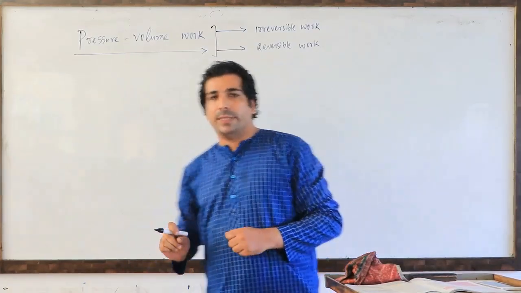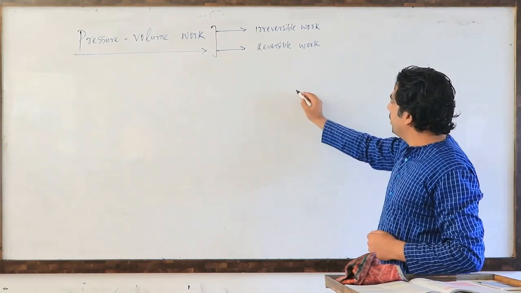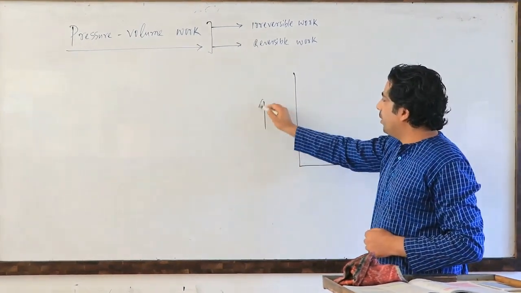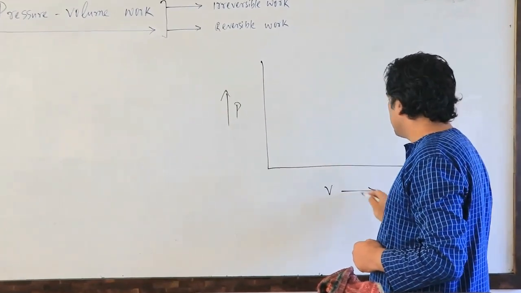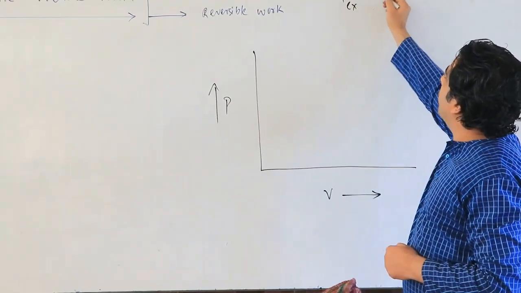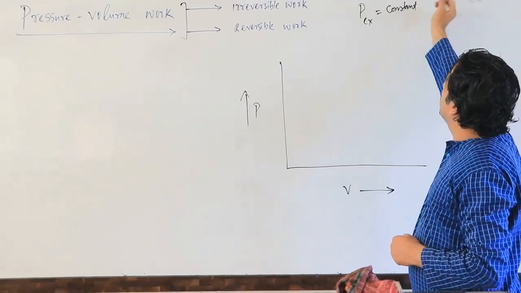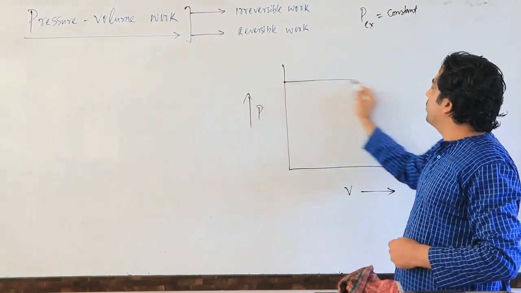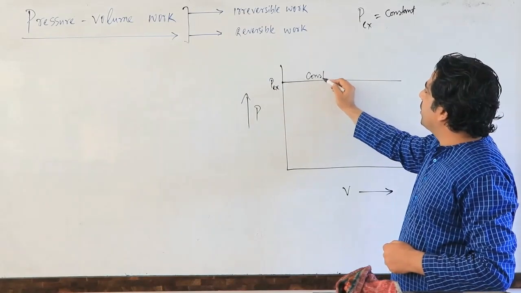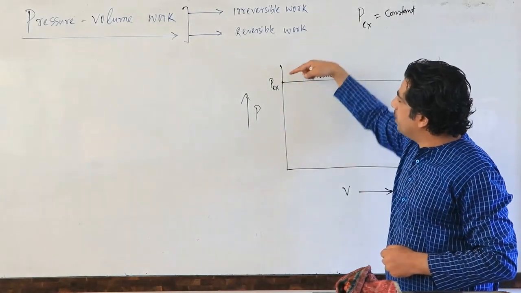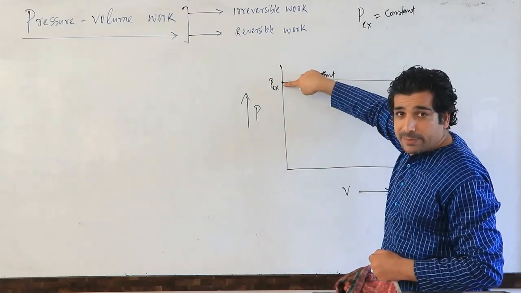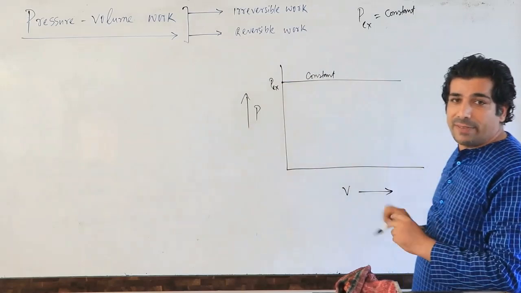So my dear friends, now let's have a look. For this irreversible work, we will draw a graph between pressure versus volume. And you know that in this particular process I told you that external pressure is constant. So let us suppose this line will give me P external, and remember it's constant. So the pressure along this line is here, that is P external. On the y-axis it's constant, it has a fixed value.